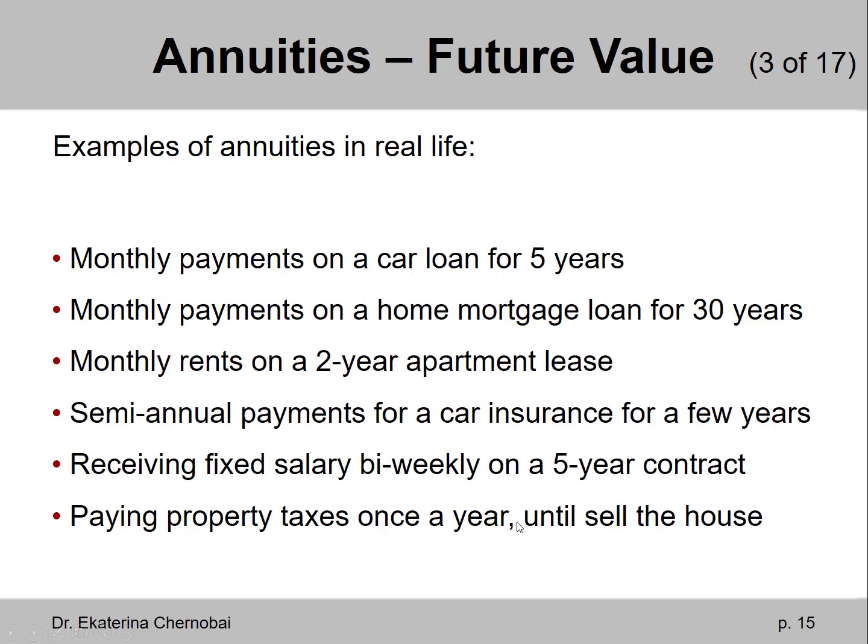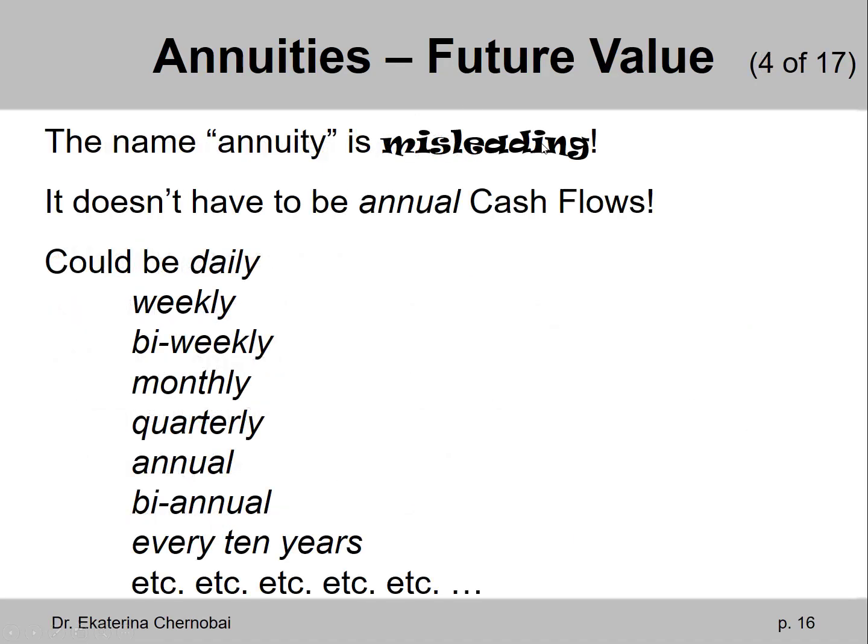These are all annuities. In fact, the word annuity is kind of misleading because it kind of makes you think of something annual, right? Occurring once a year. No, it doesn't have to be once a year. As long as it's the same time intervals, it's all annuities. It could be daily, weekly, bi-weekly, monthly, quarterly, annual, biannual, every 10 years, etc.